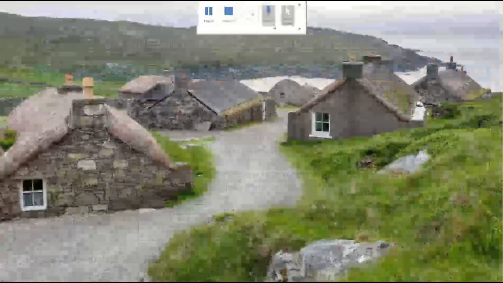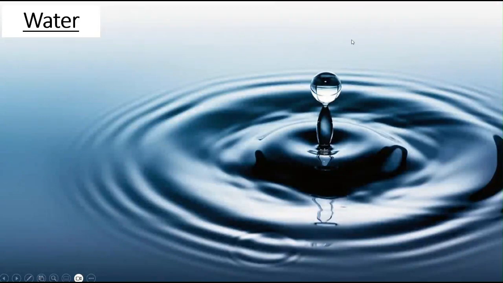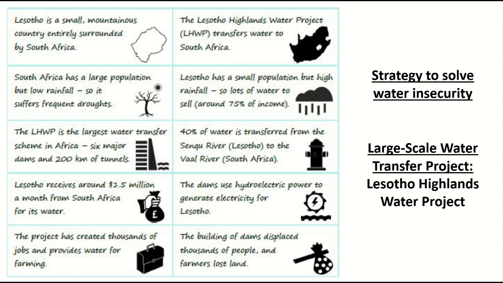And then the last two major case studies are on section C, and you guys in my group will be answering about water. Now, the first big case study, and this one hasn't come up for a while, is looking at large-scale water transfer projects. In particular, we are looking at the Lesotho Highlands Water Project. The idea of this project is they are trying to transfer water from highland Lesotho, which is in water surplus, to an area of South Africa, which is in water deficit.